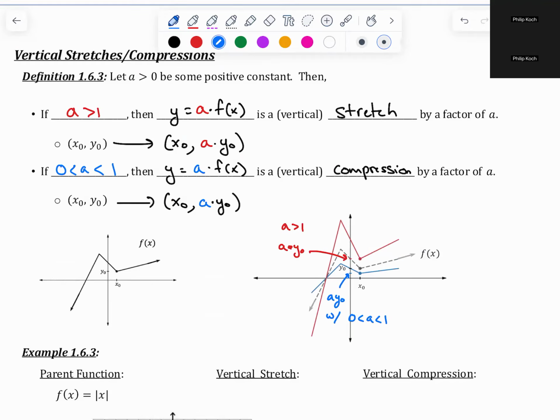So all it does is it doubles or halves the y coordinate. That's what a vertical thing is. Notice again, it's on the outside of the function. It's on the outside.